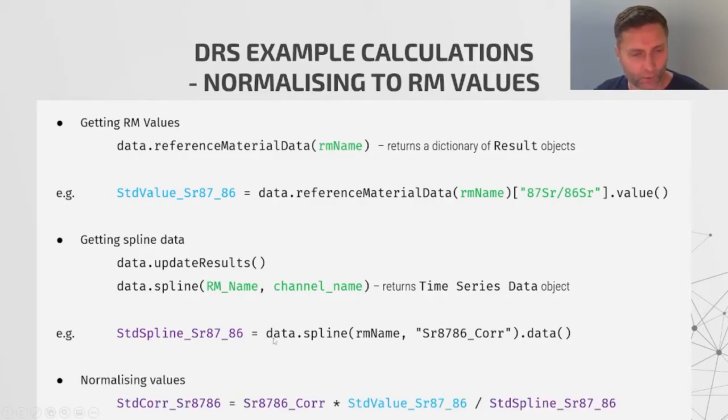And to do that, we would call this channel, which as I mentioned was the final corrected values, and we'd multiply them by the true value, the accepted value for our standard, and divide it by the observed value, which is the standard spline. And that would give us our standard corrected strontium 87-86 array. And we could create a new channel based on that, just like we've done in the past. So that's how you would normalize to reference material values, by getting the accepted value, by getting the spline, and multiplying by the accepted value and dividing by the spline.